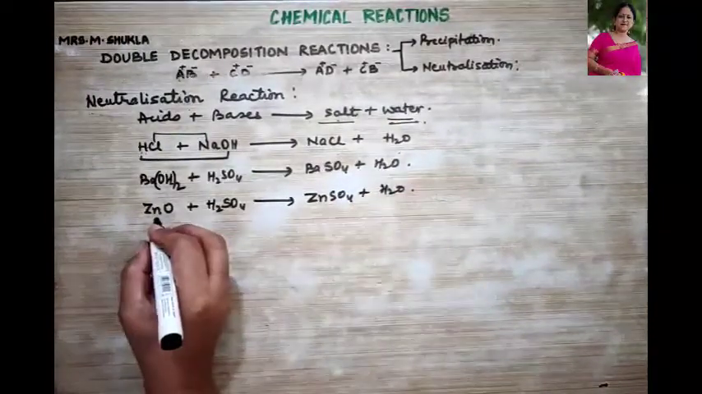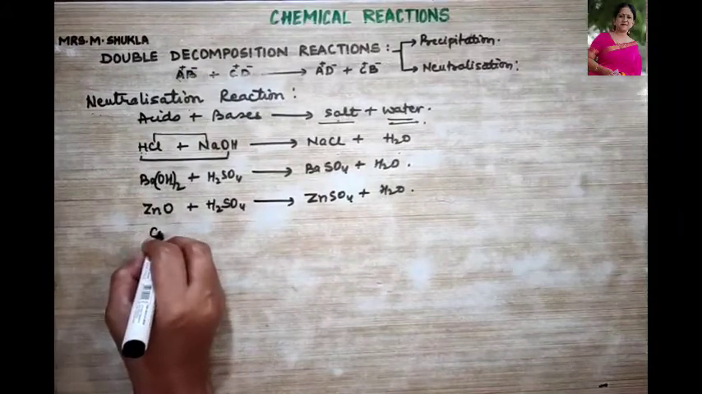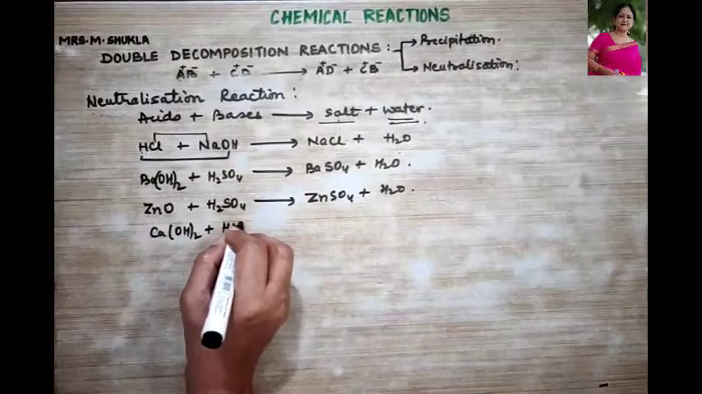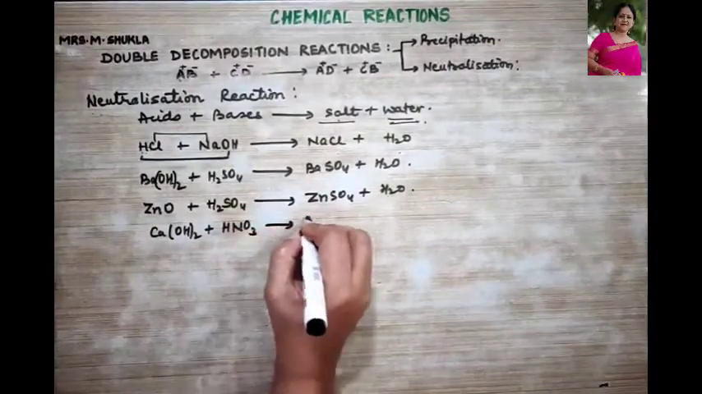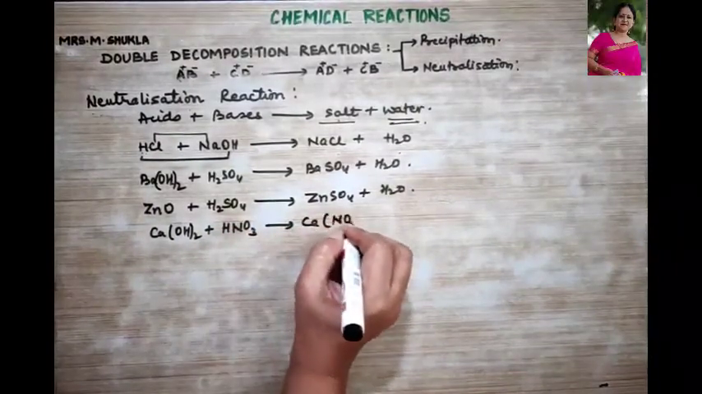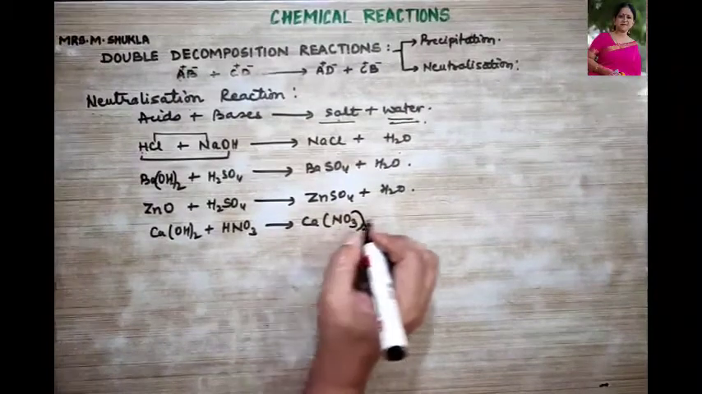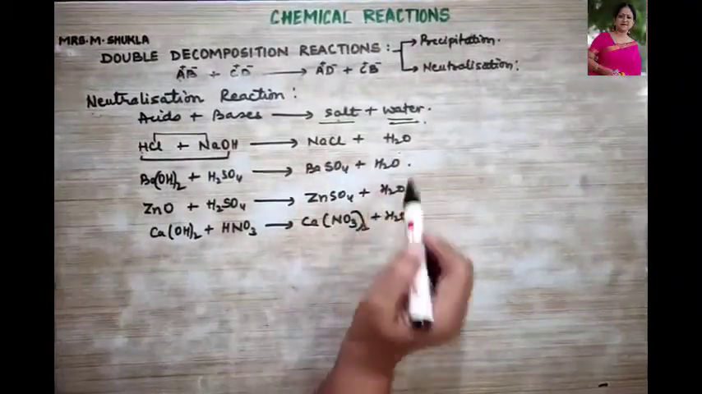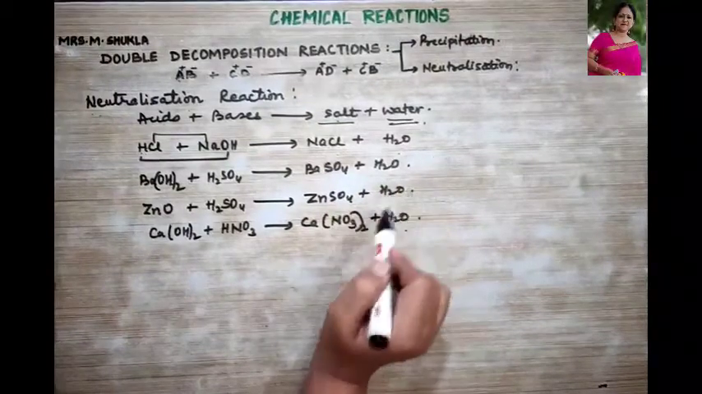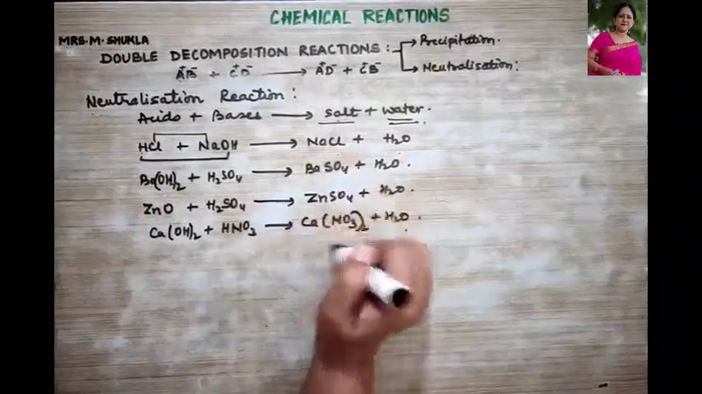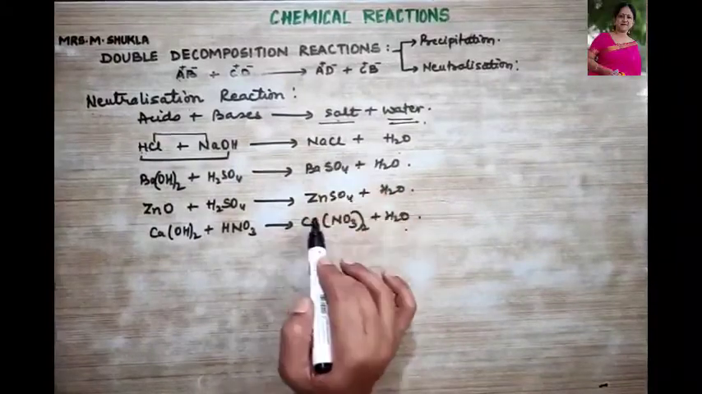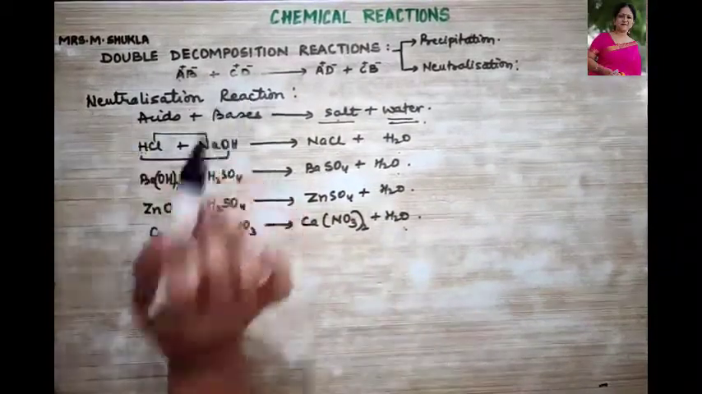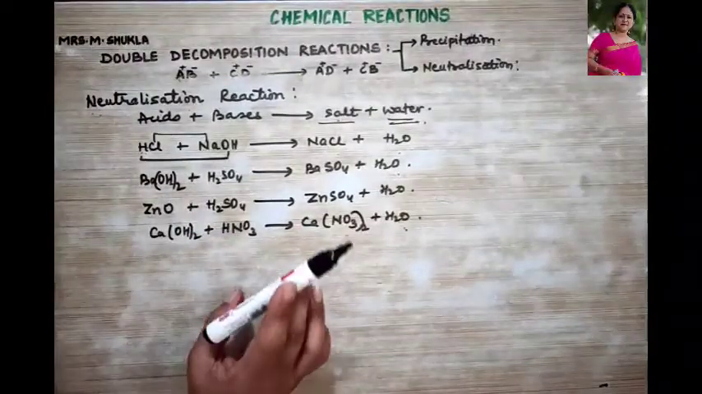Correct? Then let's talk about calcium hydroxide. When treated with HNO3, this can form Ca(NO3)2. This is your salt, and water is formed. So everywhere you will find salt and water forming. So such kind of reactions where there is no PPT formation but a salt and water is formed, such reactions are termed as neutralization reaction.